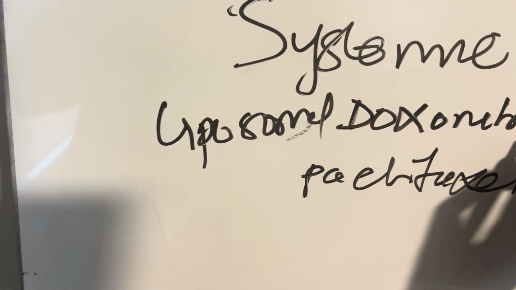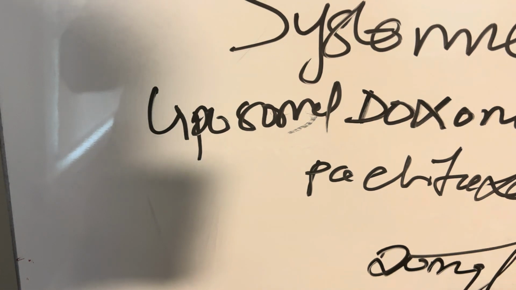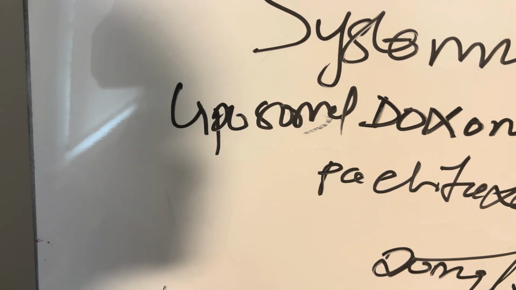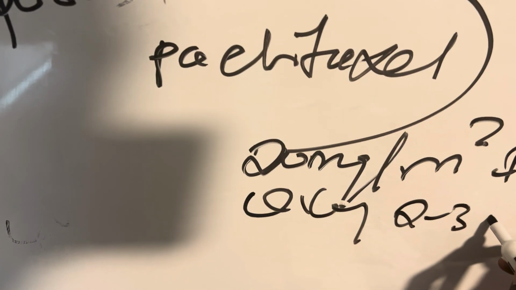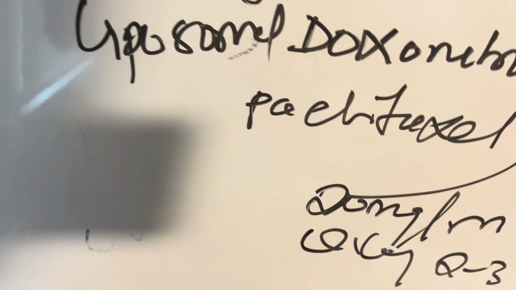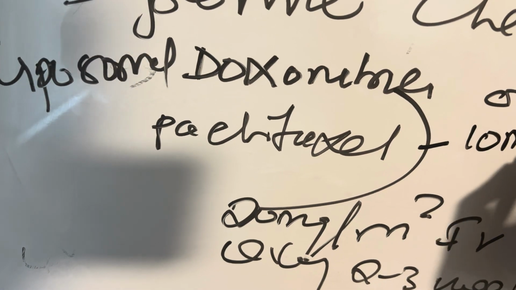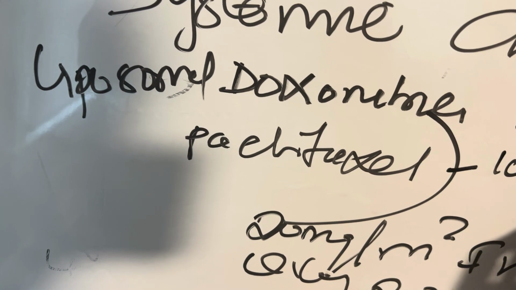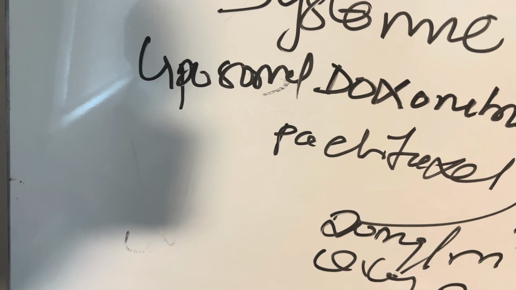So doxorubicin can be given as 20 milligram per meter squared IV every 2 to 3 weeks. So every 3 weeks we give. And then for paclitaxel, 10 milligram per meter squared every 2 weeks.